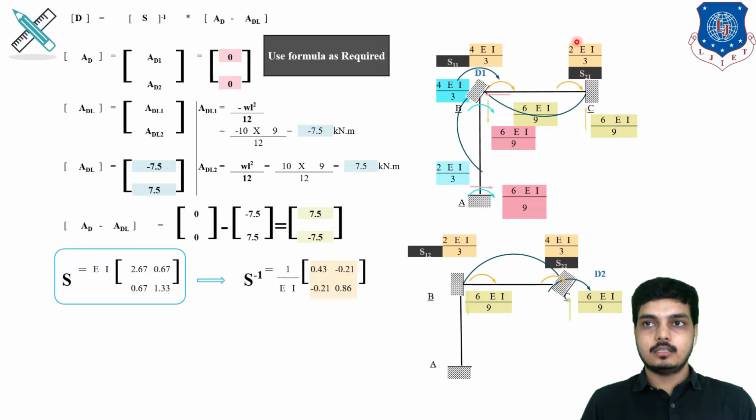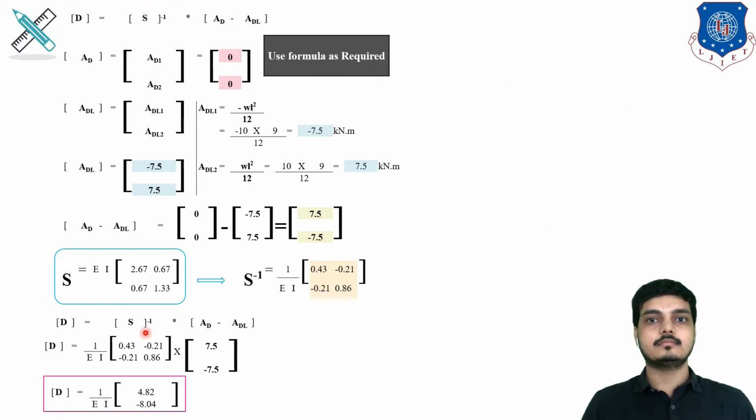Now S11 over here and S21 over here. So 0.67 over here. Similarly, 2 by 3 is equal to 0.67 and 4 by 3 is 1.33. After getting this, we will be finding out its inverse with the help of a calculator. So I will be getting my S inverse. After getting my S inverse and AD minus ADL, I will be getting my final D value.